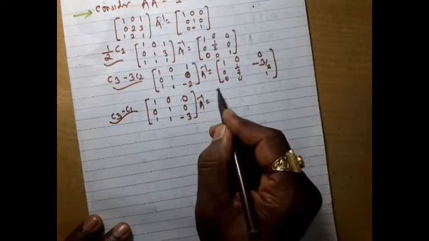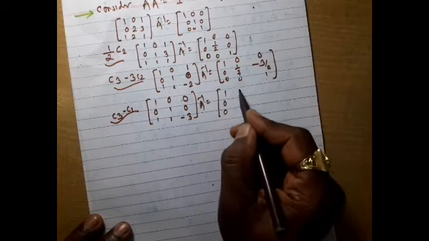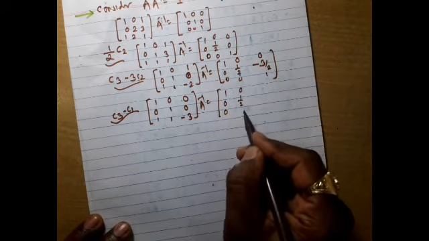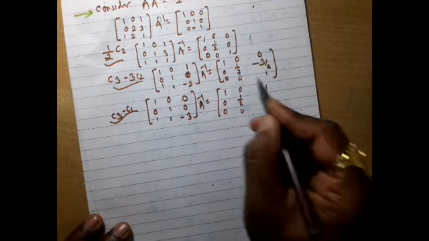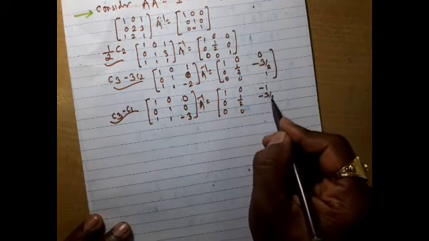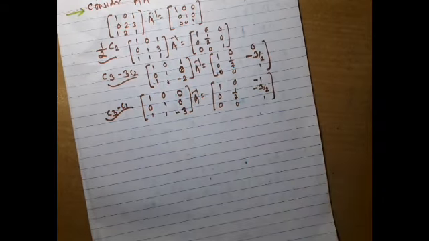A inverse is equal to, this is as it is. Second row also as it is. C3 minus 7 is minus 1. It is 0. So no change in this element. And this is also unchanged.